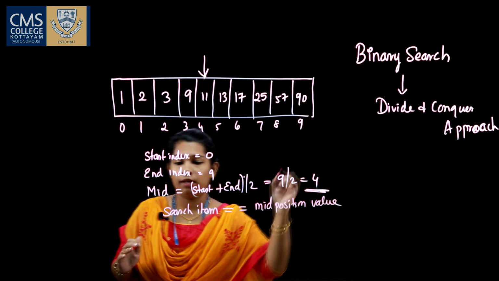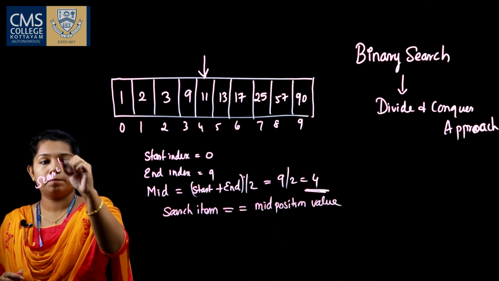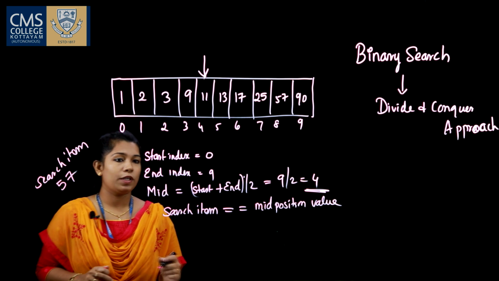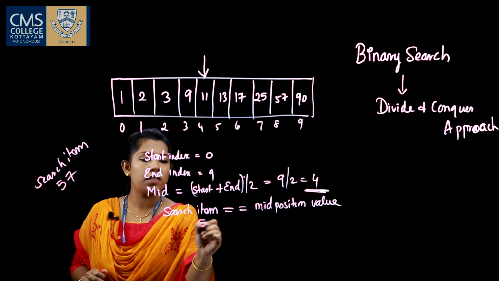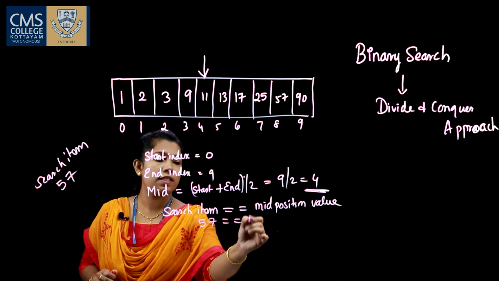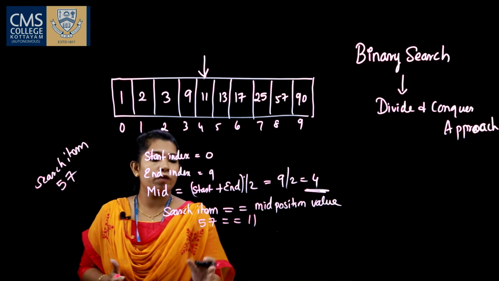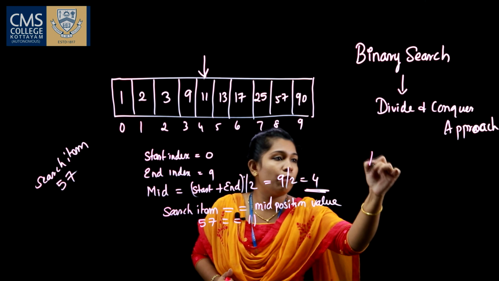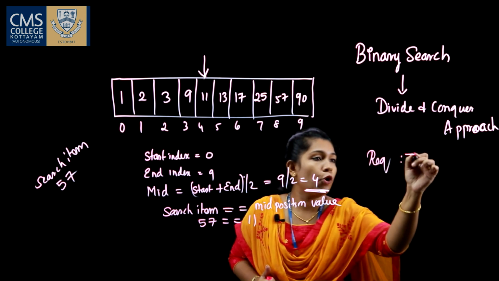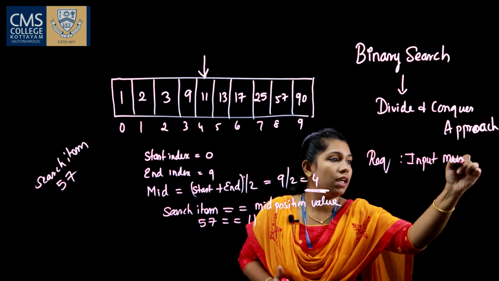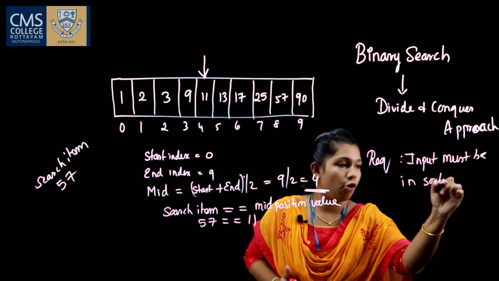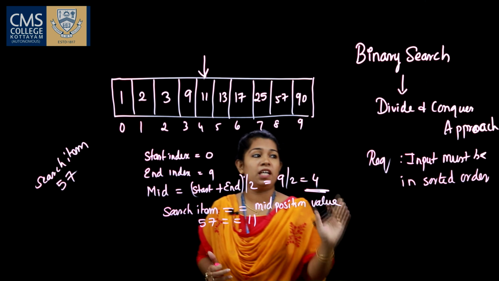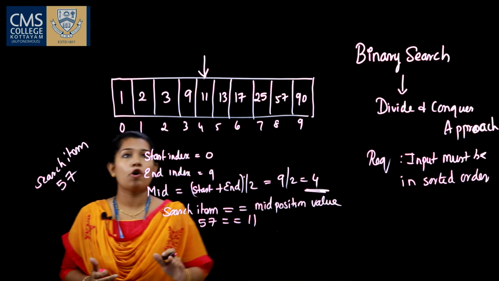Okay. Here I am going to search for the item 57. So, consider we are searching for the item 57. Search item 57 double equal to mid position value 11. It is not equal. So what will you do? One requirement for binary search is that your input must be in sorted order. This is mandatory: for binary search your input must be in sorted order. In this example it is already in sorted order.